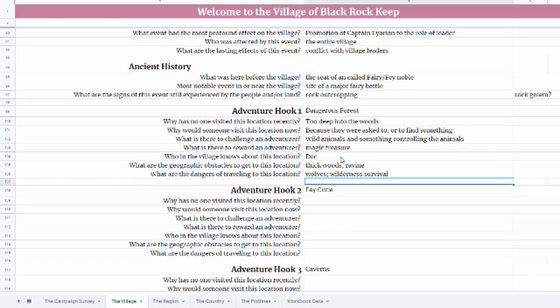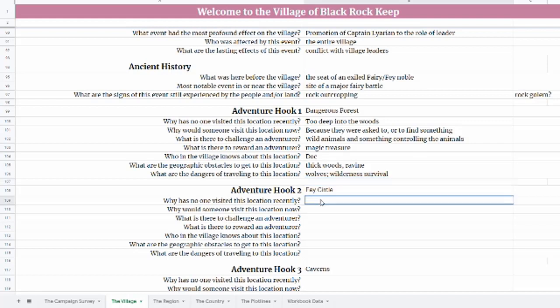Yeah, again, we're not writing the adventure. We're just creating the hook and trying to wrap our minds around the adventure that's going to be occurring here. So we get to the Fey Circle. Why has no one visited this location recently? It's scary.